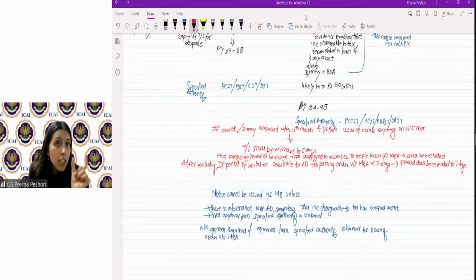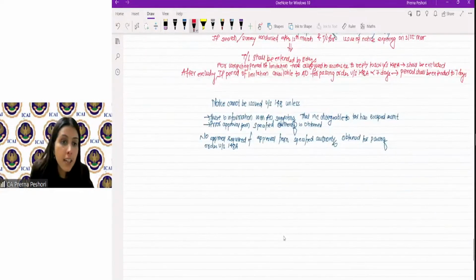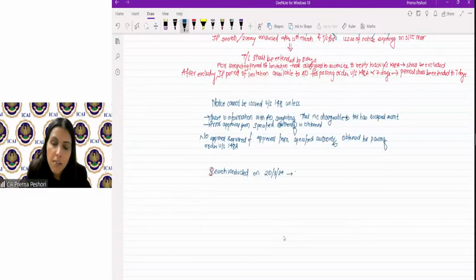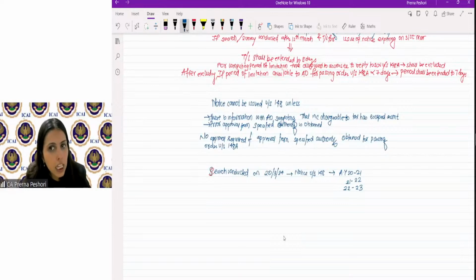Now for AY 2021, in the case of search, let's say search conducted on, so for which AYs he can issue the notice? For AY 2021, 21-22, 22-23, right? These 3 AYs he can issue by 31st March 2024.